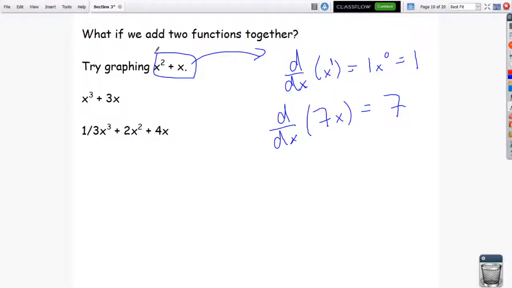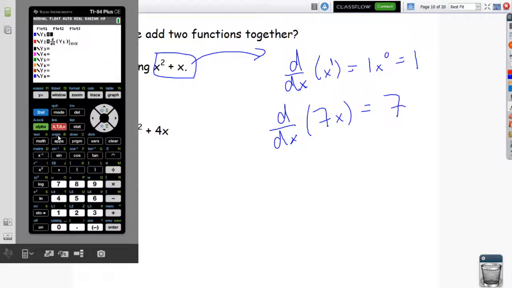But back to why I'm doing that. Taking the derivative of x squared plus x, well, I know the derivative of x squared is 2x. I know that the derivative of x is 1 from what I just did here. So if I take the derivative of x squared, not x squared squared, that's my bad, plus x, the graph of that is going to be that 2x plus 1.